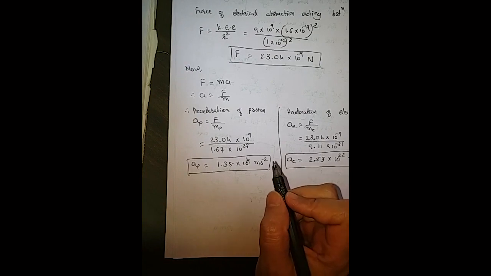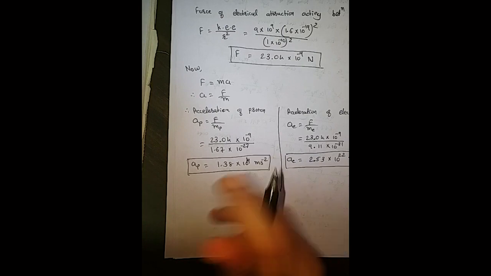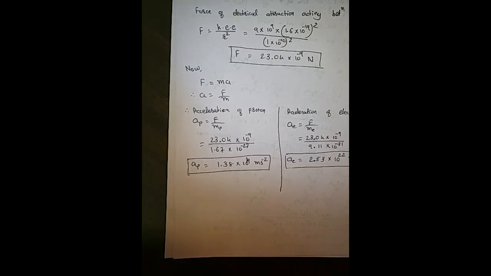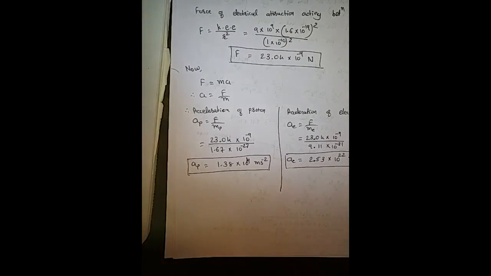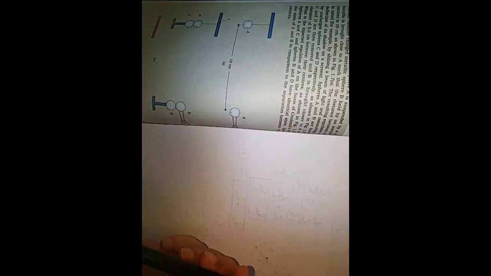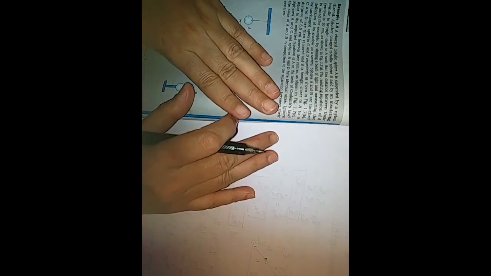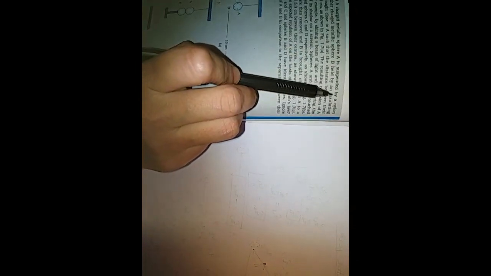Now we have to discuss illustration number 1.5. Let us start illustration number 1.5. The question says, a charged metallic sphere A is suspended by a nylon thread. Another charged metallic sphere B, held by an insulating handle, is brought close to A such that distance between their centers is 10 cm.